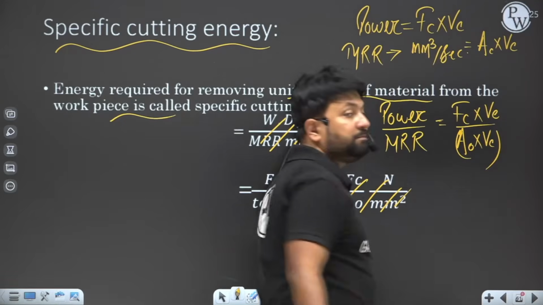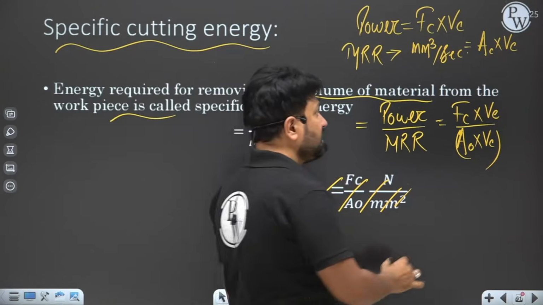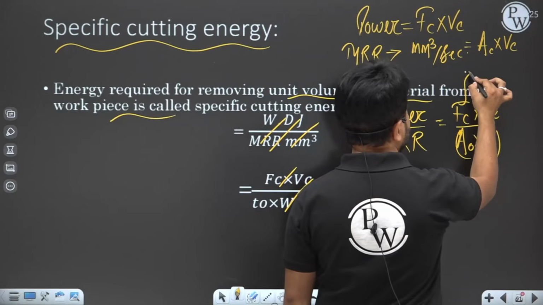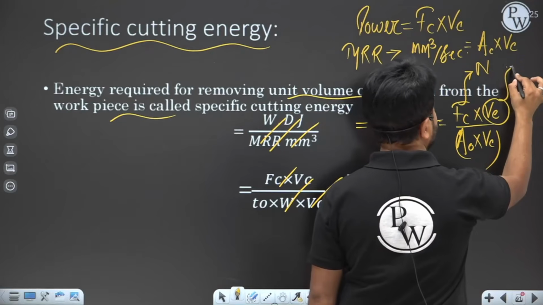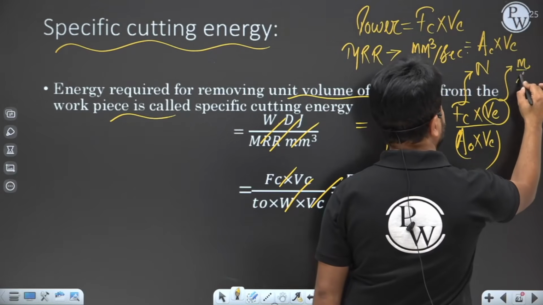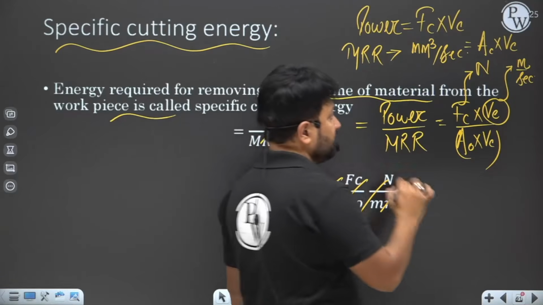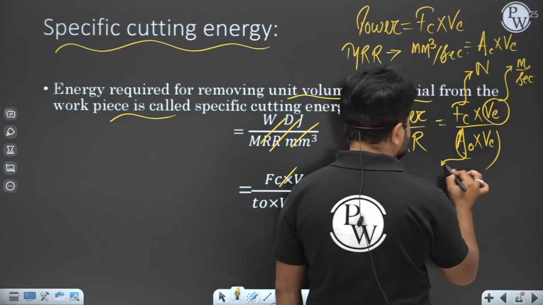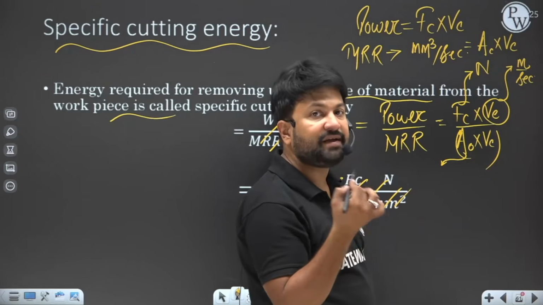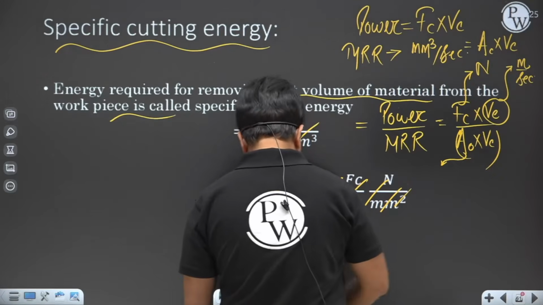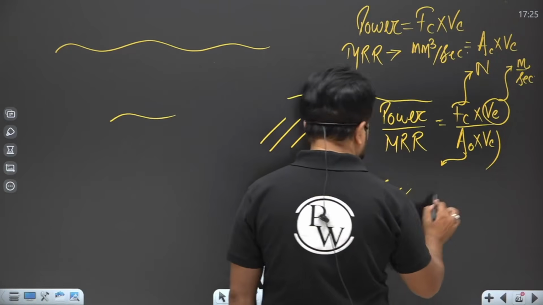Now please remember one thing. Here the force is in Newton, and here the cutting velocity is in meter per second. Now here the cross sectional area which you are going to cut, the initial cross sectional area, A0 or AC, let's say it is AC.